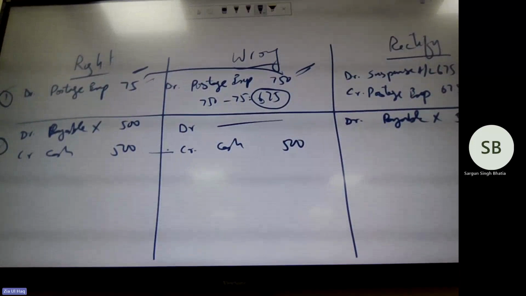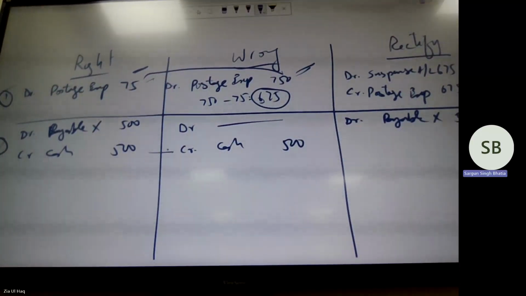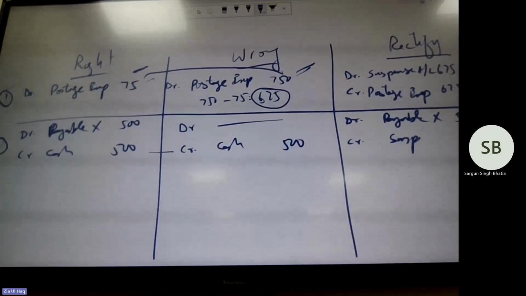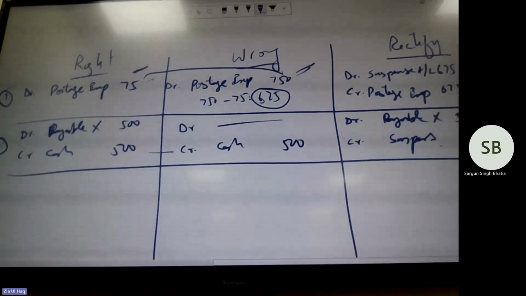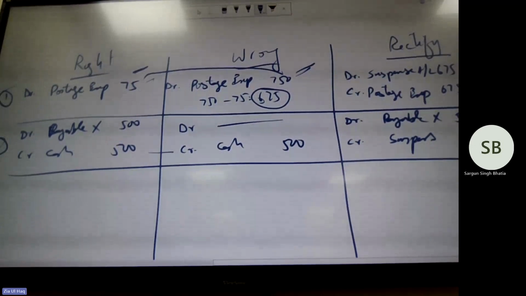Cash has been correctly recorded. So what can we make as the corrected entry? Suspense account with 500. This means the suspense account will be credited with 500. Now moving towards number three.